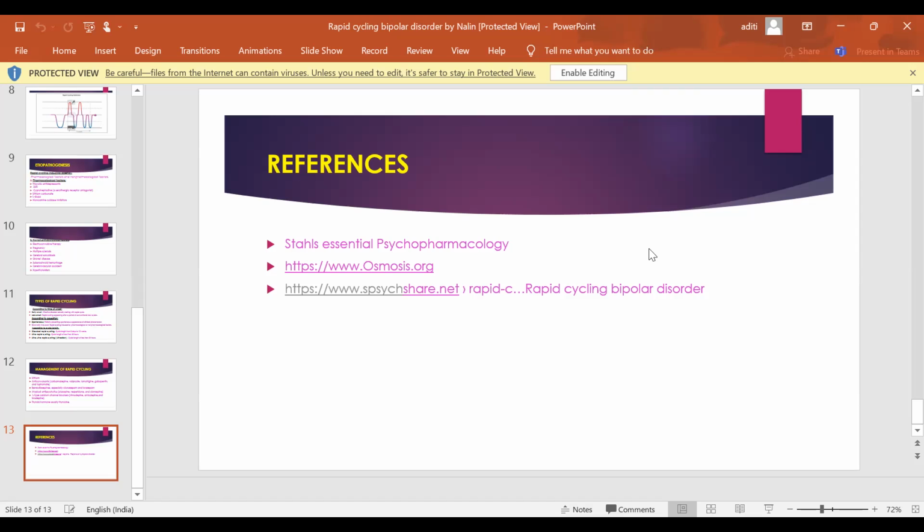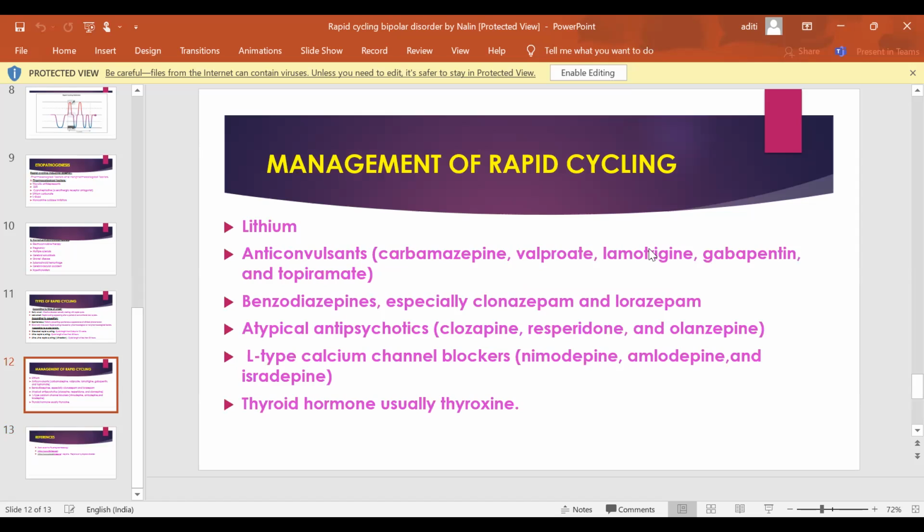I think an important aspect in rapid cycling is avoiding antidepressants. Rapid cycling is a diagnosis of the course. When we study the course and there are more than 4 episodes, we should avoid antidepressants, not seeing a depressive episode and then giving an antidepressant that actually pushes the patient into rapid cycling.